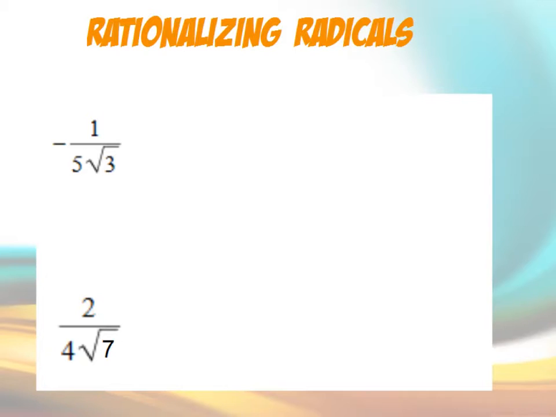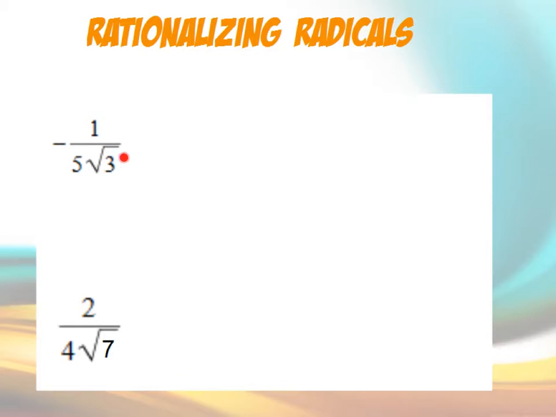Let's do a few of these from scratch, not the previous slide of those other examples, but let's just start off here with a clean slate. I have this problem, negative 1 over 5 root 3. There's no reducing on anything that I could do. I could try to look here to reduce, but that doesn't.